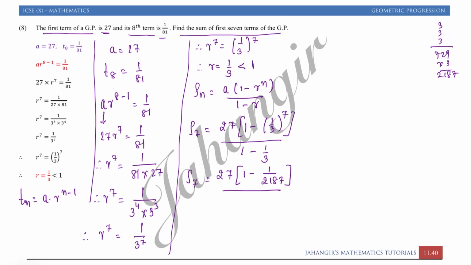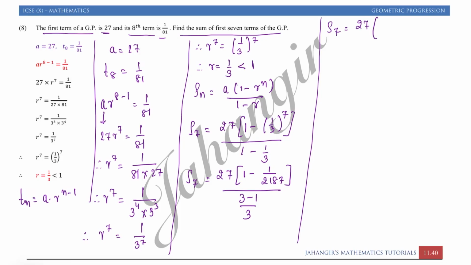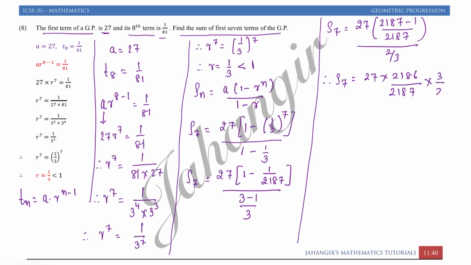Whole upon, in the denominator you can subtract 3 minus 1 upon 3. So therefore in the numerator you have to take LCM. So therefore S7 is equal to 27 into 2187 minus 1 upon 2187, whole upon 2 by 3. So therefore finally S7 can be written as 27 into 2186 upon 2187, divided by 2 by 3, which you can write as 3 by 2.